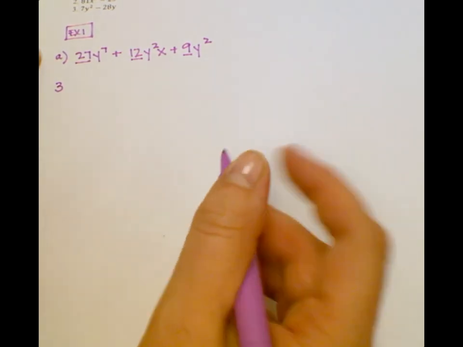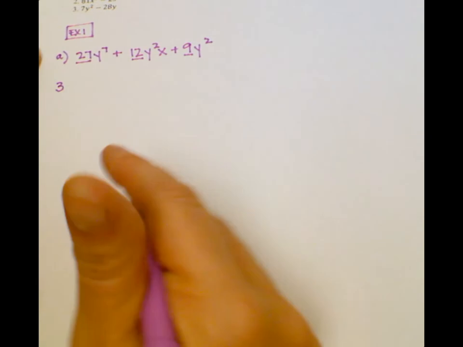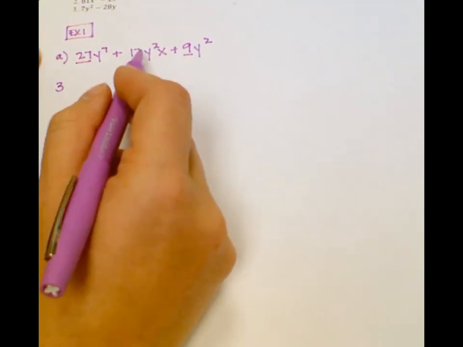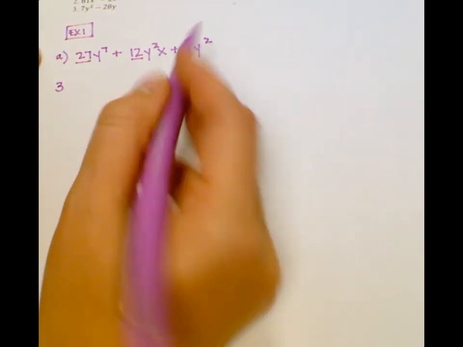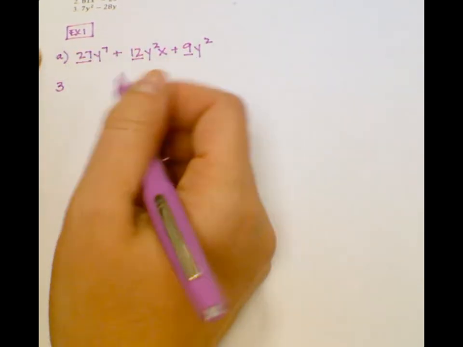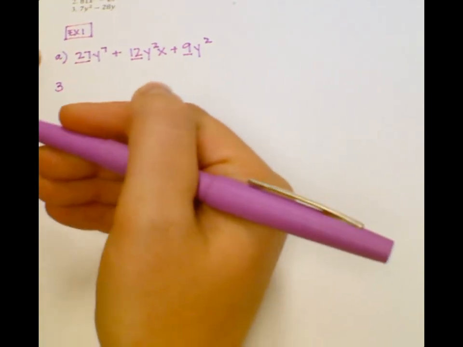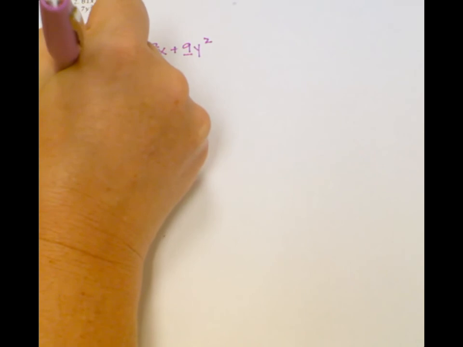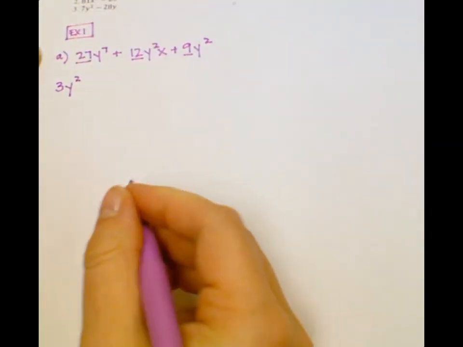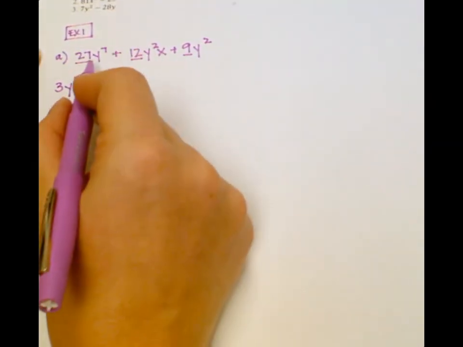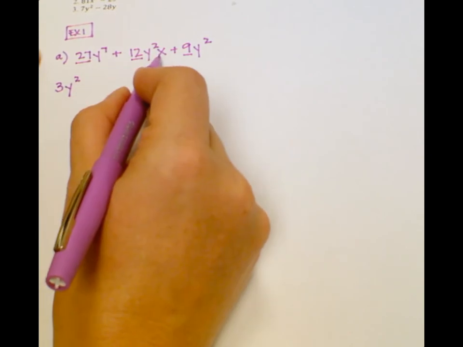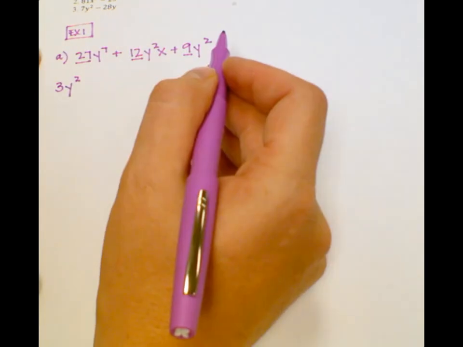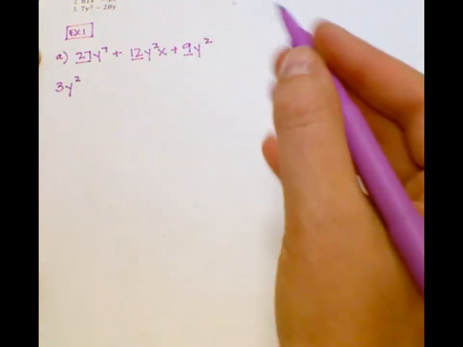Now you look at the variables and see what is common between them. This one has y to the 7th, this one has y squared, and this one has y squared. They have two y's in common. You can always think about it as the lowest exponent, so they have a y squared in common. Now let's look at the x's. This one's got 0, this one's got 1, and this one's got 0. So what is the lowest, 0 or 1? 0. So you're not going to take anything out there.